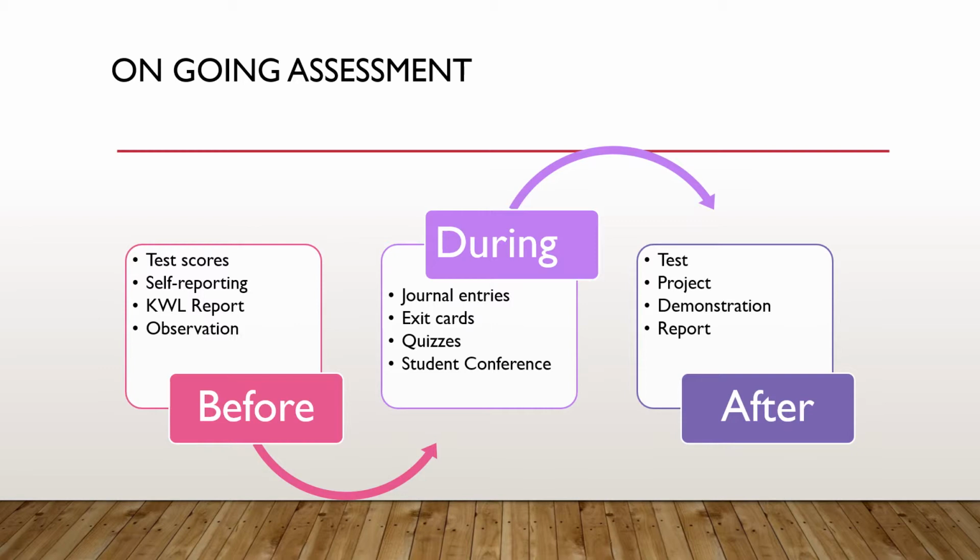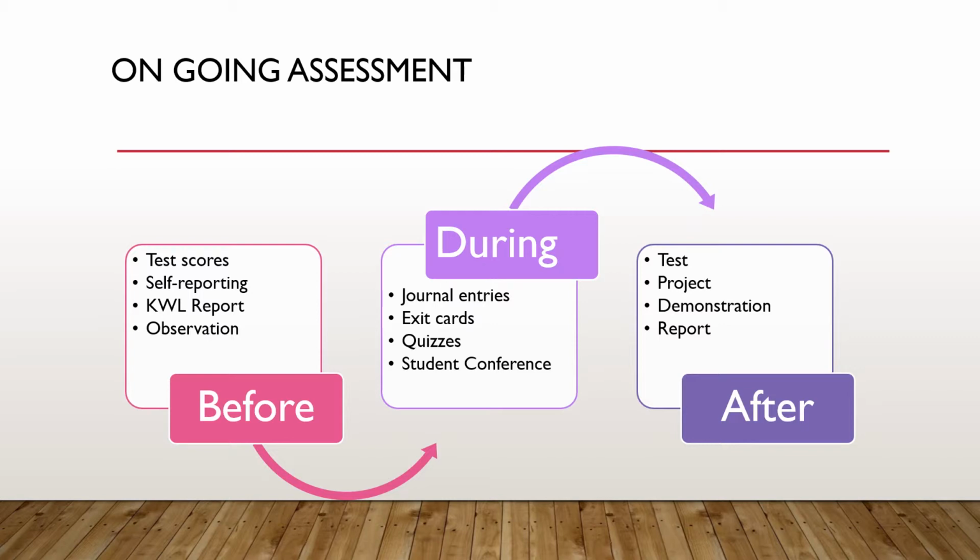So here we have the breakdown of ongoing assessment, the before, during, and after, and some examples of what those look like. As in the previous slide, test scores from before the students come to your classroom for the year are one way of assessing, but also having a student self-report, or observing them before you do a unit, so you know where they're at.